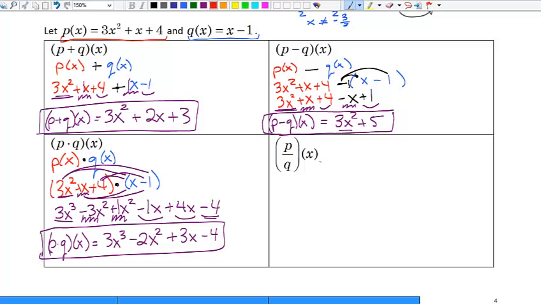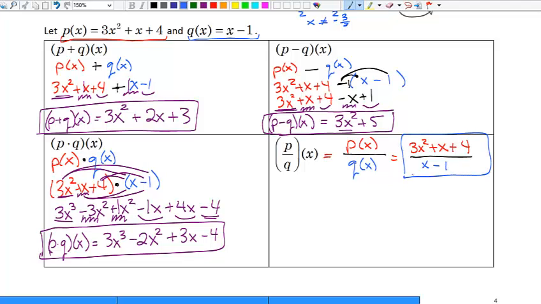On our next problem, p divided by q of x is equal to p of x divided by q of x. So my p of x in my numerator is 3x squared plus x plus 4 divided by my denominator, which is q of x, which is x minus 1. And that's as far as we can go right now. The only thing we have to do as well is tell where the function q of x would be equal to 0 or not, where it's not equal to 0, so that we have a domain for my function.